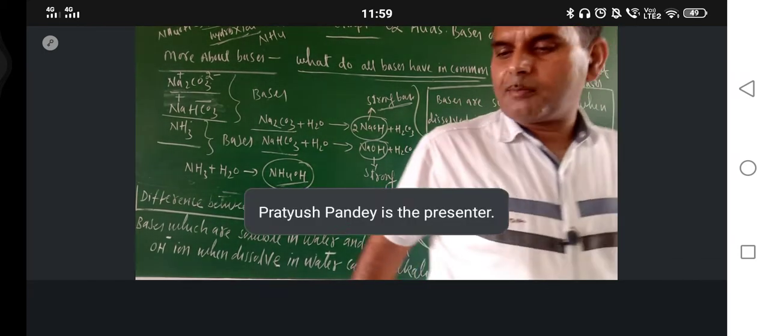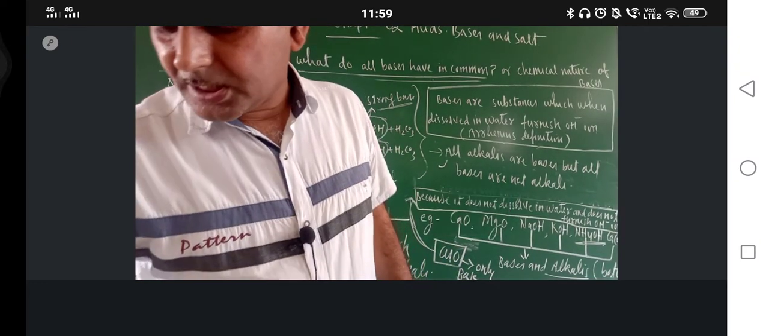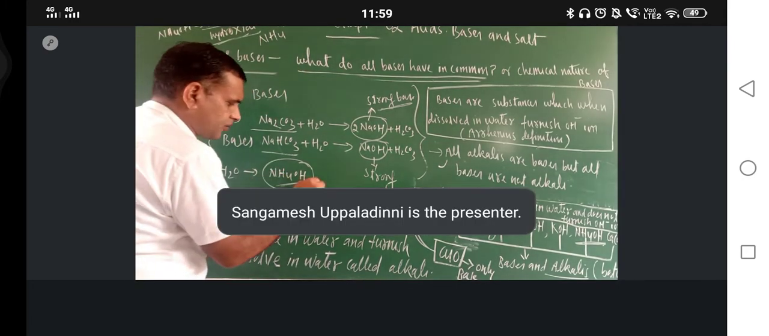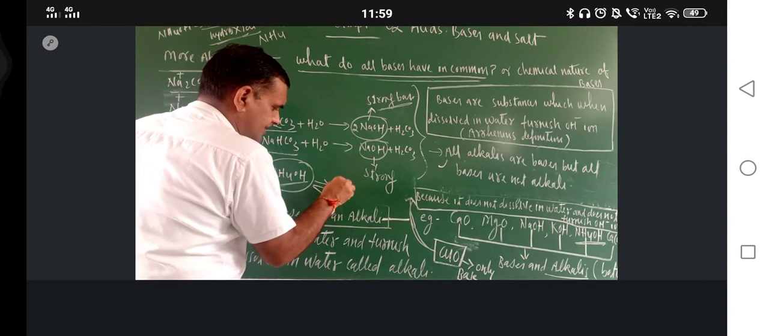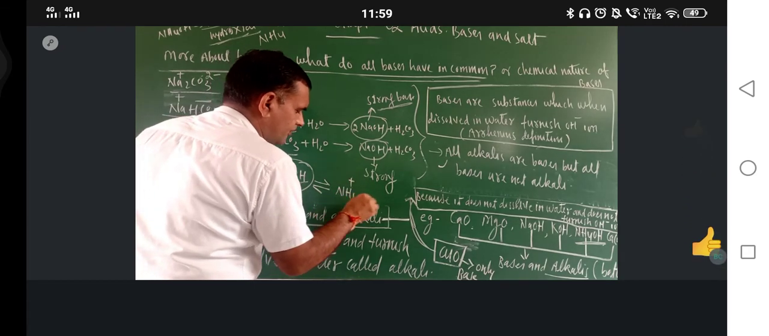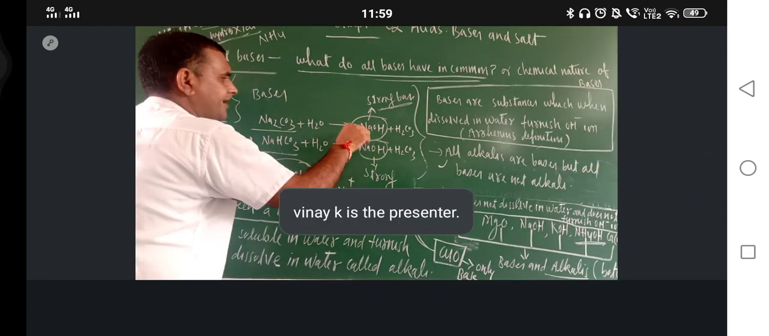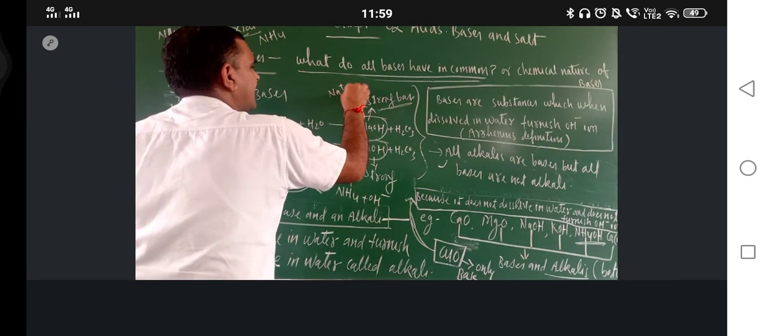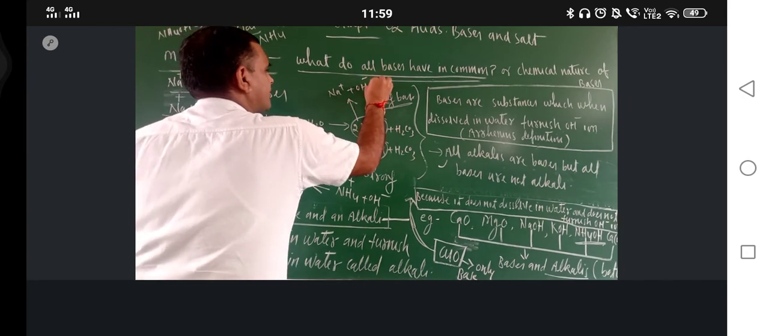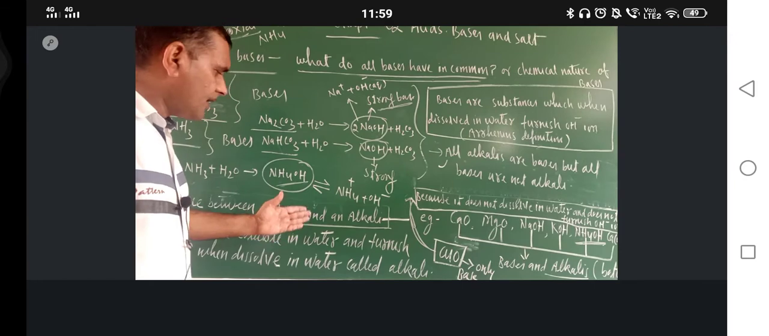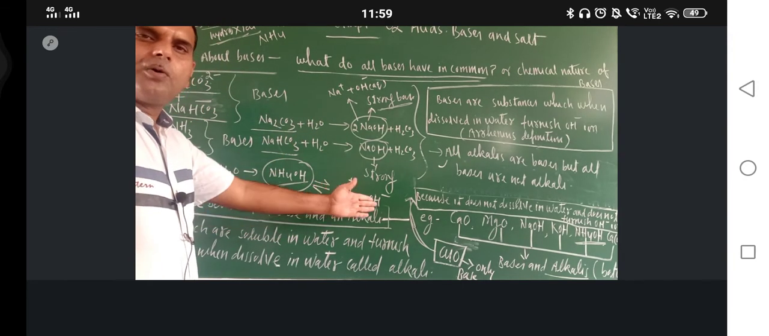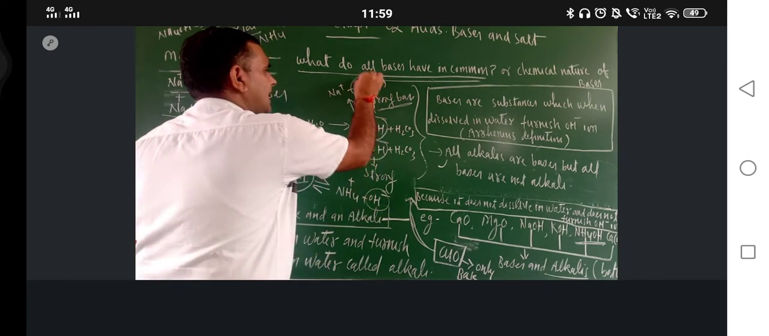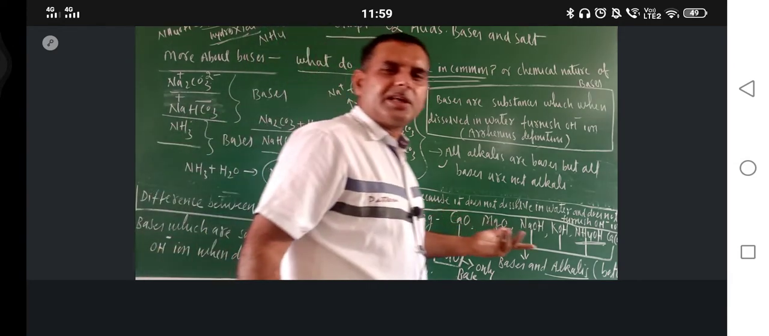So this is all about the discussion of bases. I hope that you understood. Now this NH4OH will furnish NH4 positive plus OH negative. In the same way NaOH, when dissolved in water, will furnish Na positive and OH negative. So now they are fulfilling the criteria of bases because when they dissolve in water, they furnish OH negative ions. That is why they are bases.